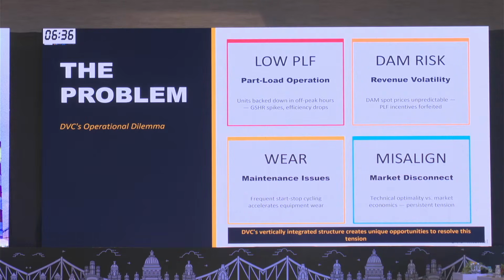So, what is the consequence? The consequence is increased backing down and ramping, introducing thermal and mechanical stress on critical equipment like generator, boiler, and turbines, and leading to higher maintenance cost, increased forced outage, and reduced asset life. So there is a clear market disconnect. Technical optimality demands running the units at full load. However, the persistent conflict is between engineering efficiency and financial viability.